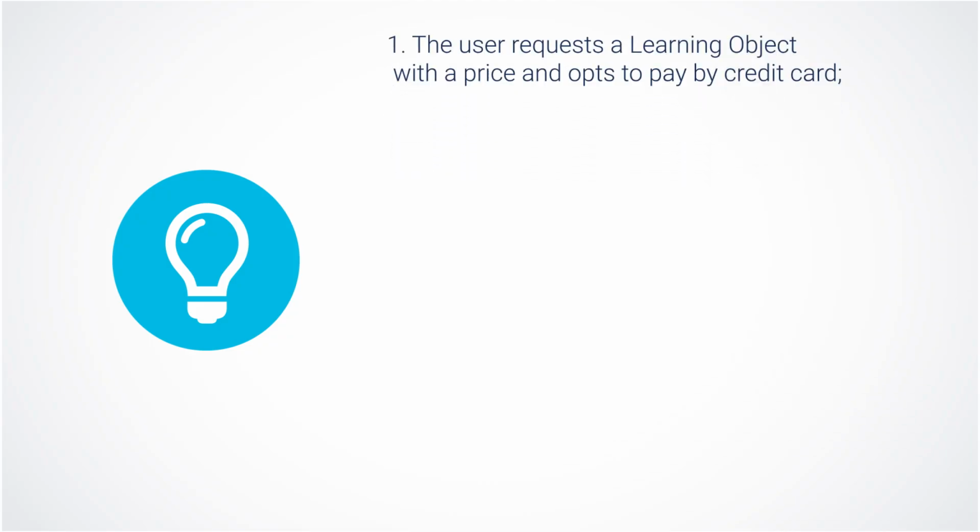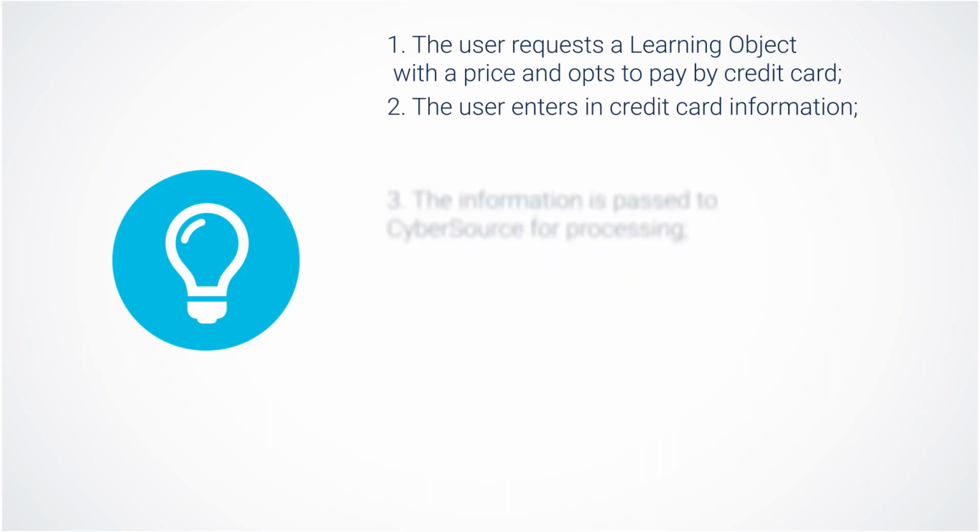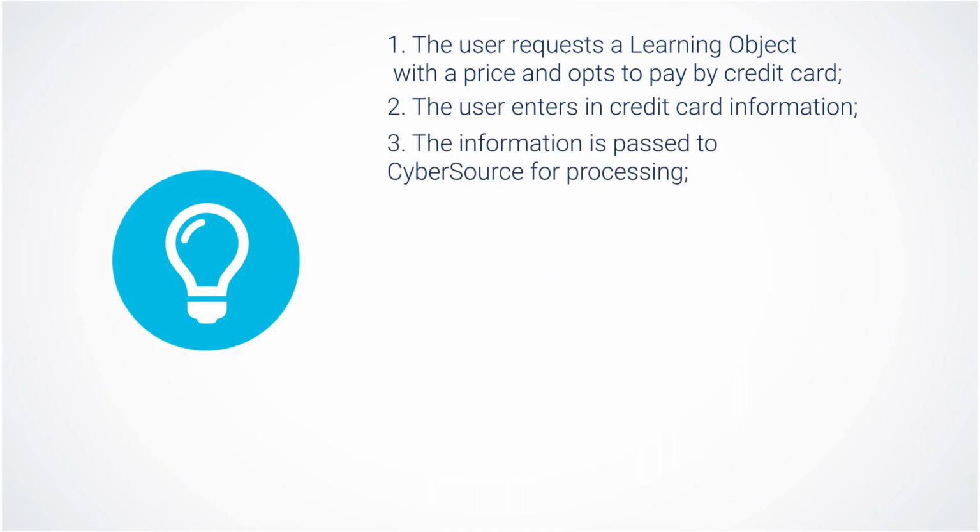If you enable credit card processing, the workflow and process would be: number 1, the user requests a learning object with a price and opts to pay by credit card. 2, the user enters in credit card information. 3, the information is passed to CyberSource for processing. 4, the transaction is verified.